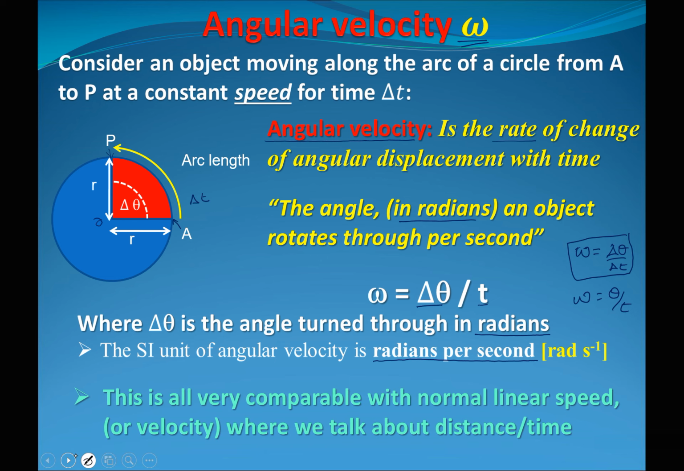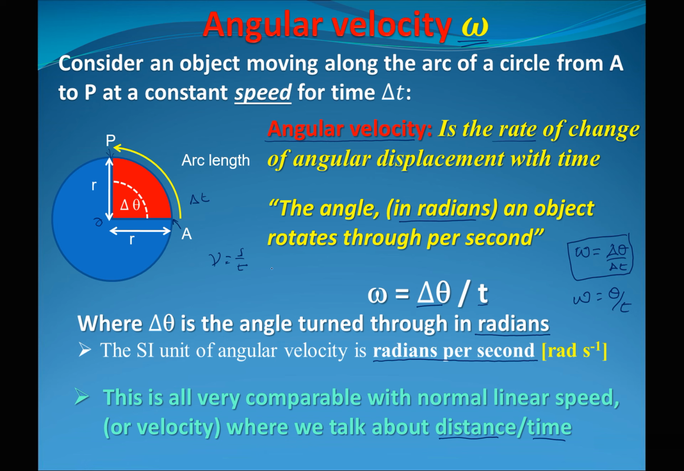This is very comparable with the normal linear speed or linear velocity, where we talk about distance divided by time. For linear speed, it will be the curvilinear distance divided by time. Now for angular velocity, we are talking about the angular displacement divided by time. If it was linear velocity, it will be the change in the linear displacement divided by time. So there is a comparison in that case. They are really comparable.